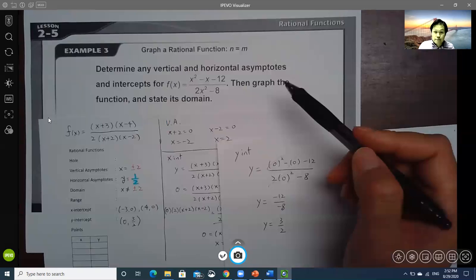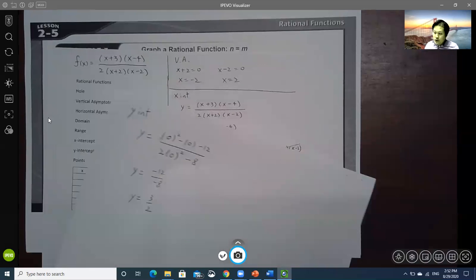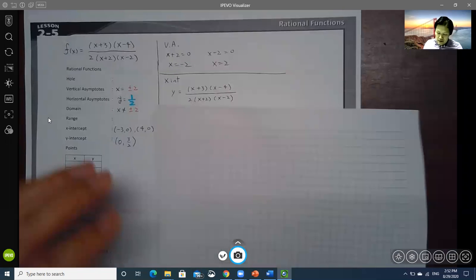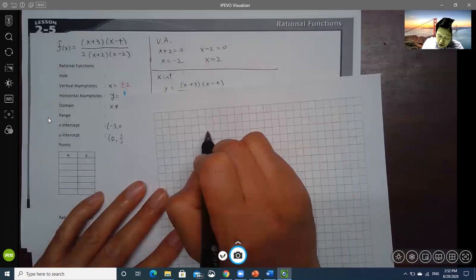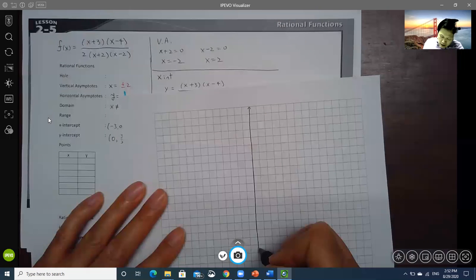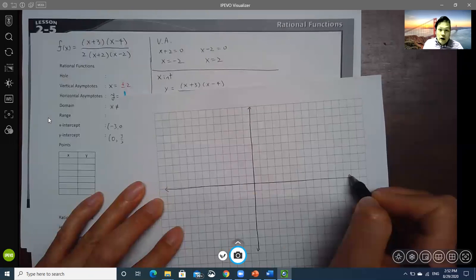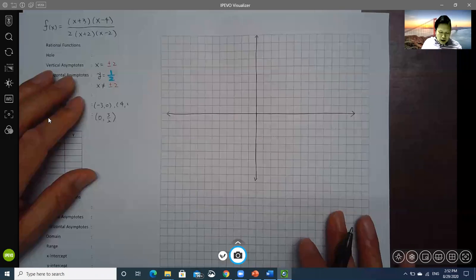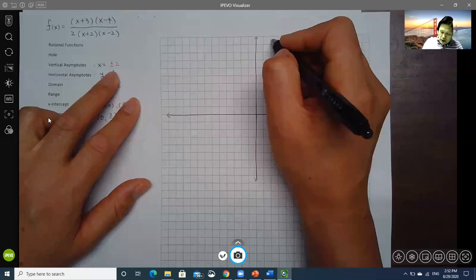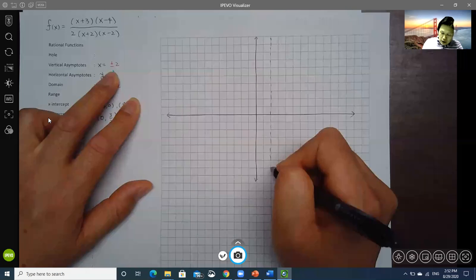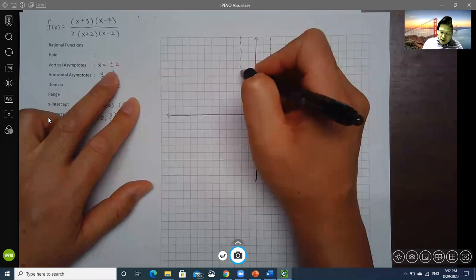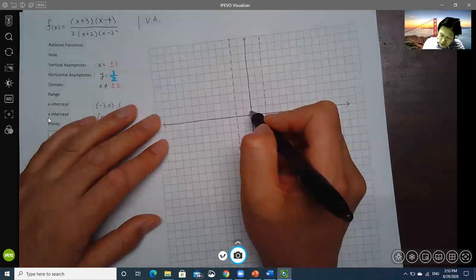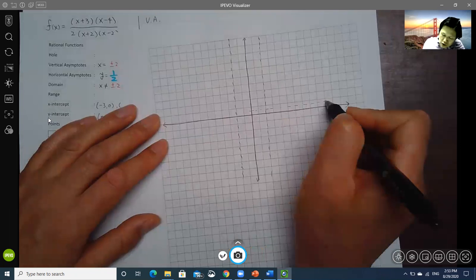Okay, they want you to graph it. Again, the key point here is, can you graph it without using a graphing calculator? Basically, can you do it by hand? So I will sketch the y-axis, x-axis, and I can plot the vertical asymptotes. So we got x equal to 2, a dashed line, vertical asymptote here. x equal to minus 2, vertical dashed line here. And horizontal asymptote is y equal to 1/2. Okay, so horizontal asymptote is like y equal to 0.5. So you got the horizontal asymptote here.